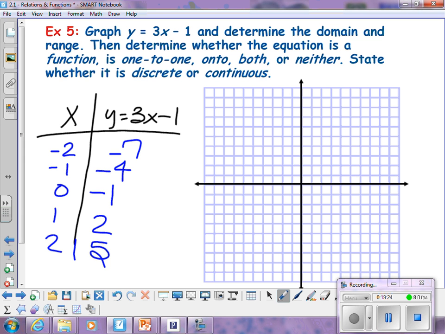Good. So -2 goes with -7. 1, 2, 3, 4, 5, 6, 7. -1 goes with -4. 1, 2, 3, 4. 0 goes with -1. That's my y-intercept. 1 goes with 2. And 2 goes with 5.